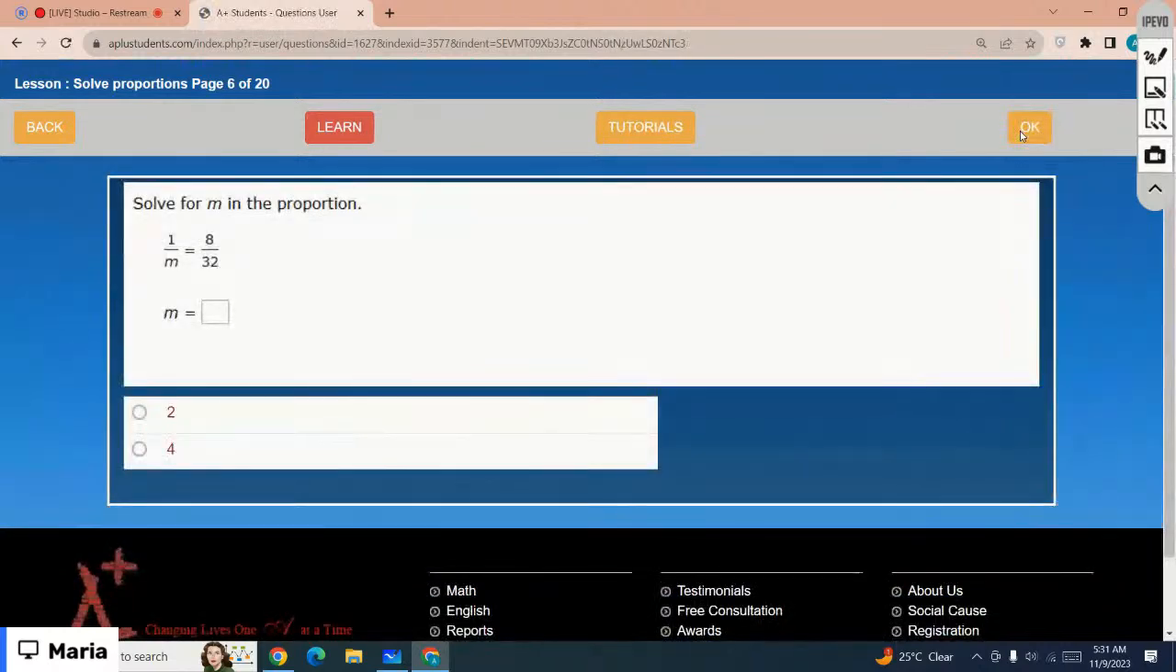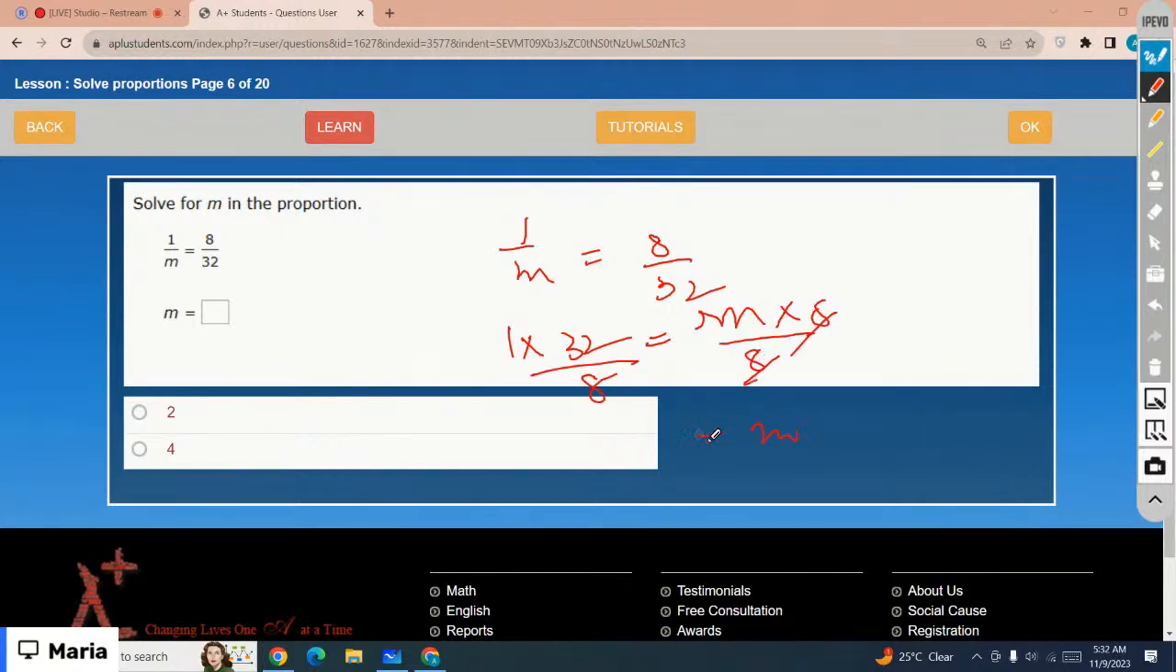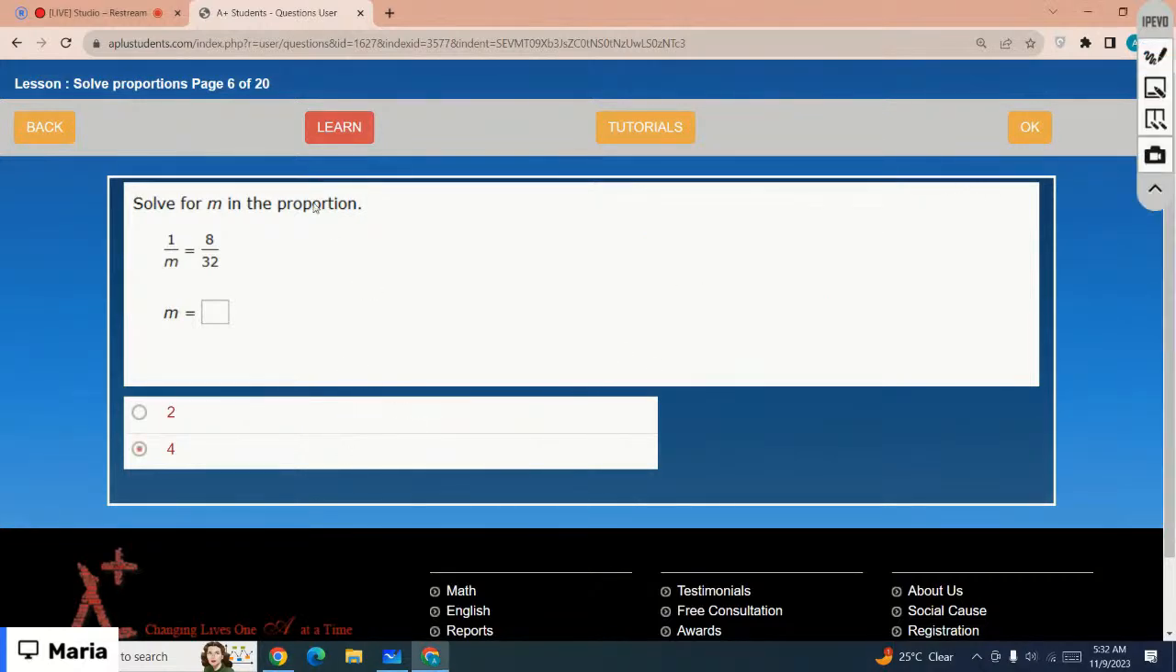Okay, solve for m in the proportion. So which is the correct option? You have to isolate the variable m. Just cross multiply, 1 times 32 and m times 8. Now divide both sides by 8. So that would be m equals 32 over 8, which is 4. So the correct option is 4. Got it? Okay, you can complete the lesson by yourself later today. Let me just move on to the next lesson.